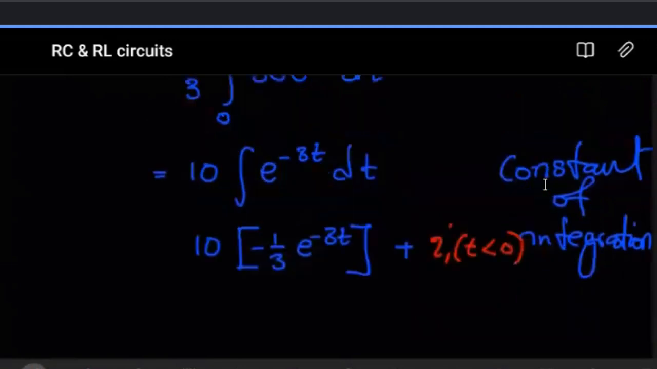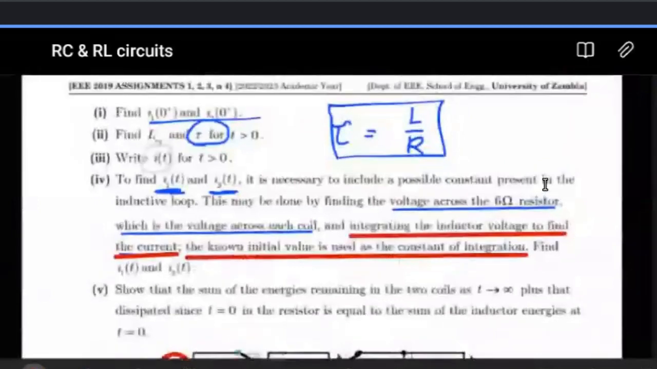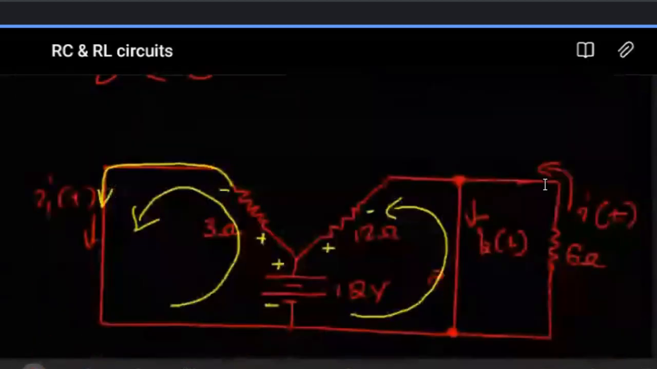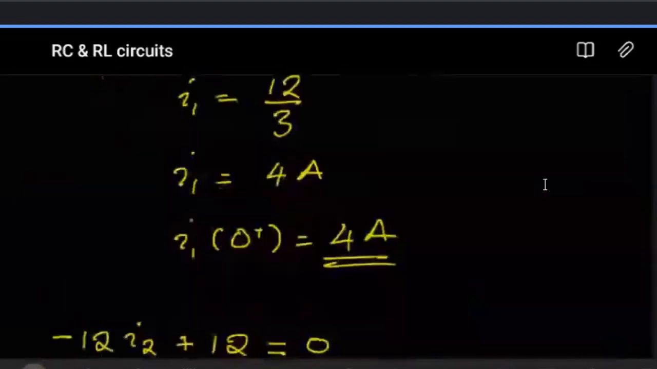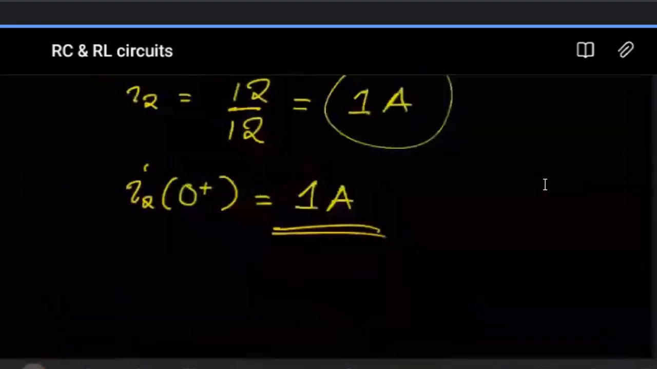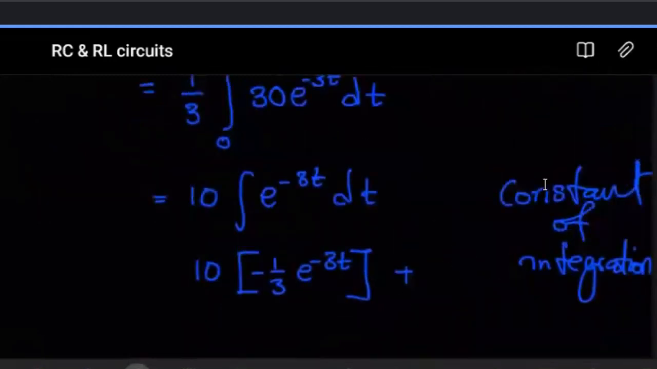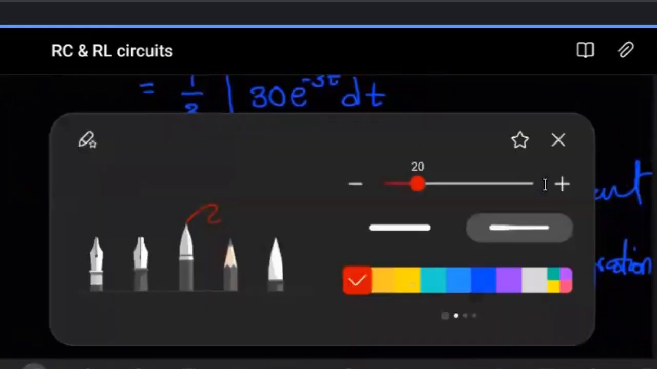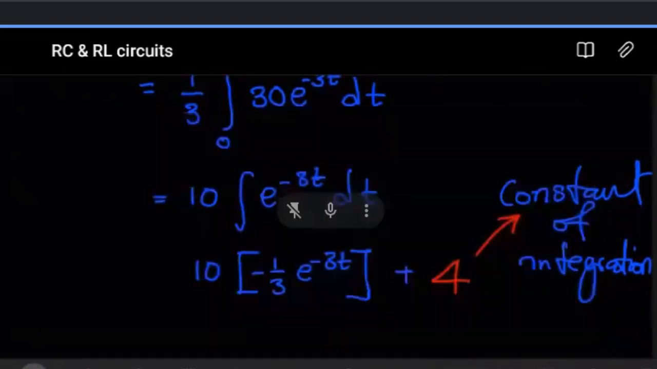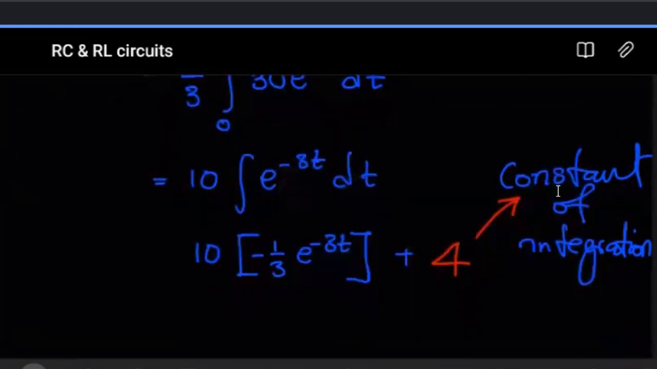And remember what I1 for t less than 0 was? We found it earlier on. For t less than 0, I1 was 4 amps. So where we have that constant of integration, we're going to put 4 amps. Have you got it now? So all you have to do now is simplify.